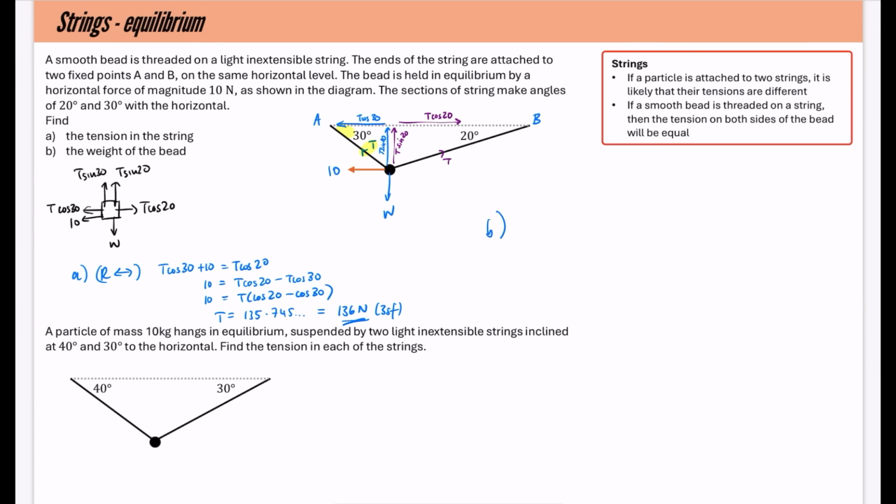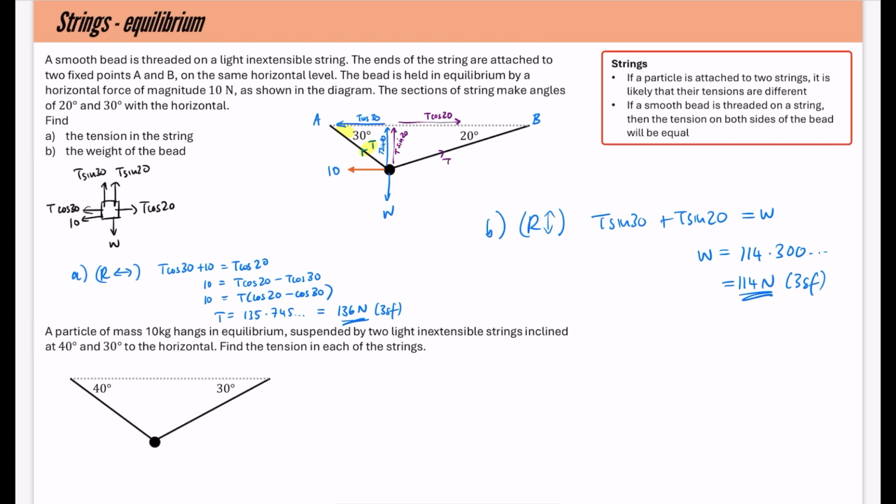So for part B of the question, I'm just going to resolve in the up and down direction, which means that T sine 30 plus T sine 20 is equal to the weight. I've already got this tension stored on my calculator, so I'm just going to do the answer times sine 30 plus the answer times sine 20. It gives us the weight, and that is 114.300, which is just 114 newtons to three significant figures.